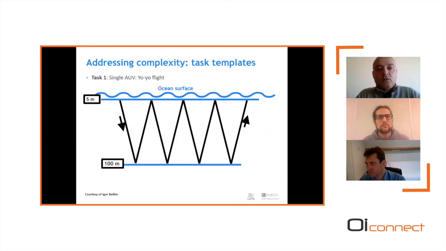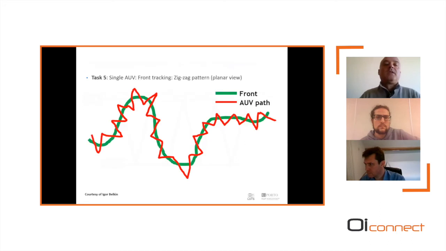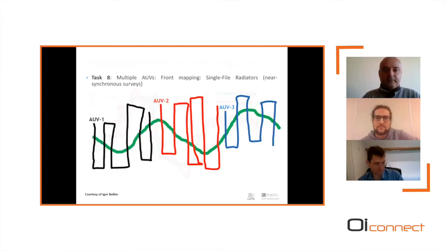The question then was how to find, track, and sample the front. So we came up with task templates. I'll show a few examples. The first is very simple: yo-yo. Task 5 is a kind of front tracking, basically a zigzag pattern along the front. Task type 8 has multiple AUVs performing single-file yo-yos, but synchronously.